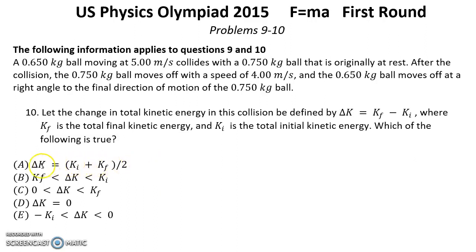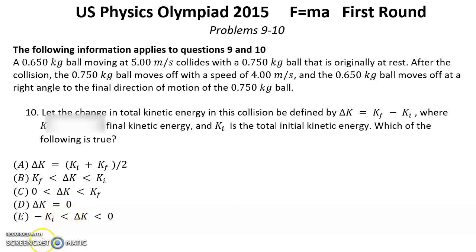So first answer, delta K equal this one. It's not correct, because delta K is negative and the right part is positive. Same thing with B. We have Kf is positive and delta K is negative. C is not correct because delta K is negative. D is not correct, delta K is negative. And E is correct because delta K is negative, and by value it's less than Ki. So E is the correct answer.